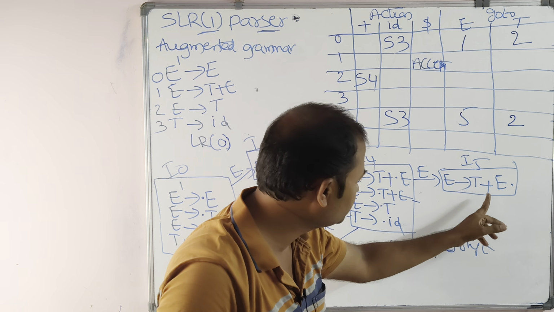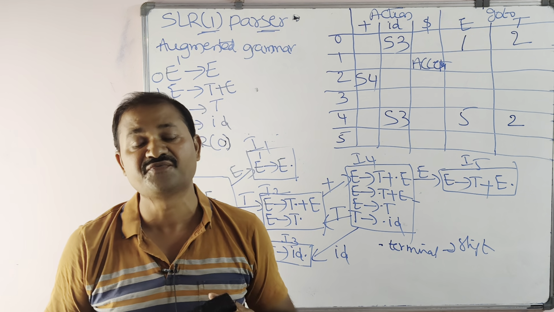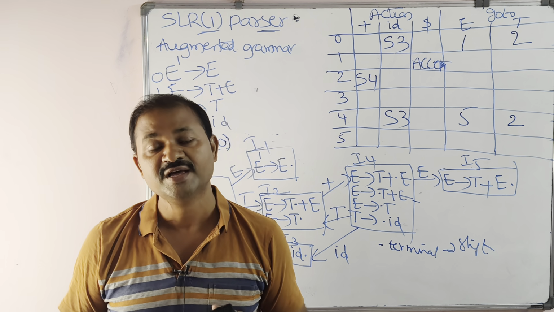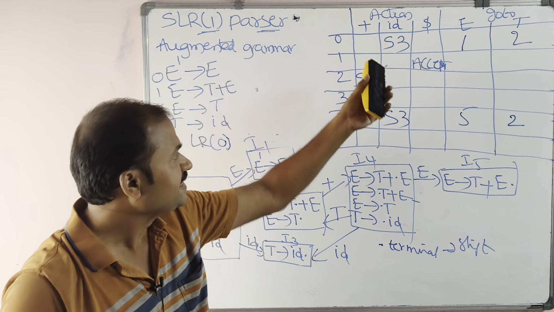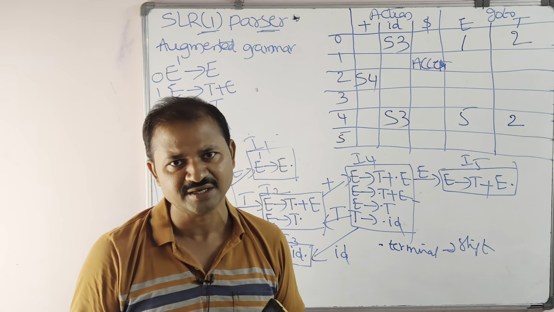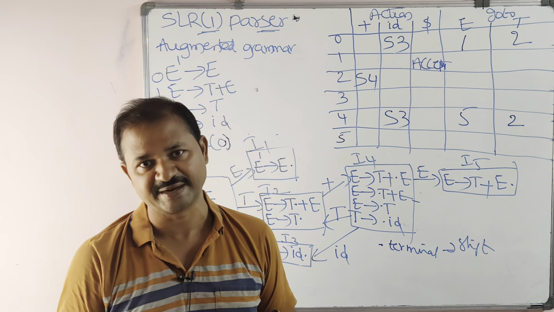Next, the fifth one. So this is what? Final item. So now let us focus on the final items. Final item means we have to perform the reduce operation. So till now, the SLR(1) parser and LR(0) are the same. The difference comes only in the reduce operation.